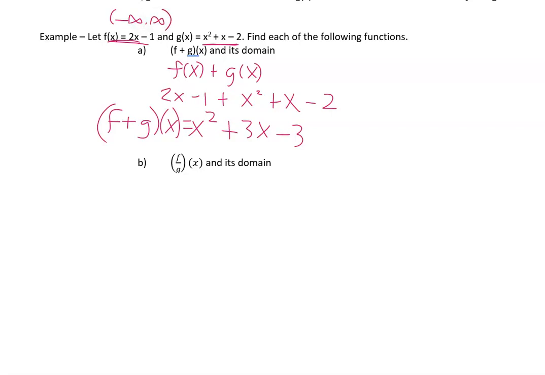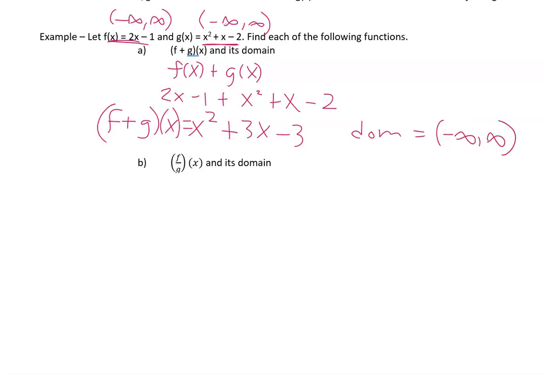If we look at g(x), it is quadratic, so it also falls under the polynomial umbrella, and its domain is going to be all real numbers. So if the domain of both original functions is all real numbers, then the overlapping, the intersection of those domains is also going to be all real numbers. So the domain of (f plus g)(x) is also going to be all real numbers.